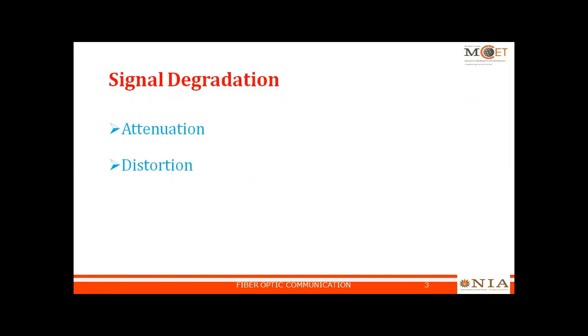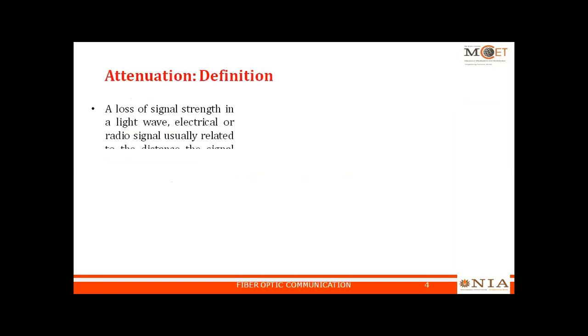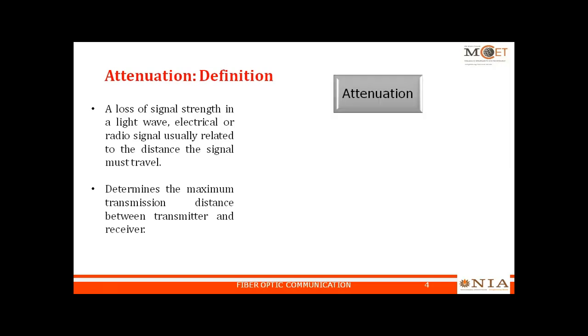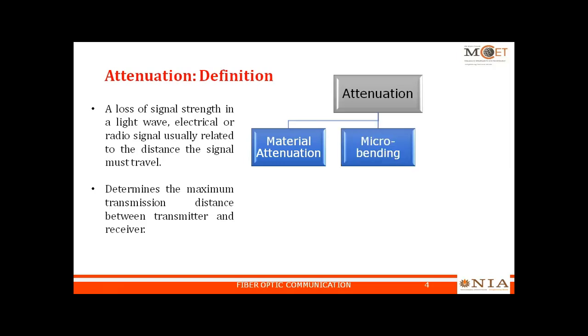So what is attenuation? Attenuation means it is a signal loss. For example, a loss of signal strength in a light wave, an electrical or radio signal, usually related to the distance of the signal travel. It determines the maximum transmission distance between transmitter and receiver.